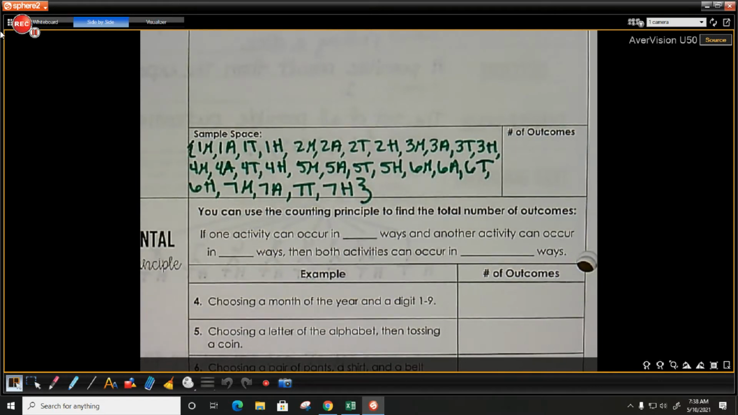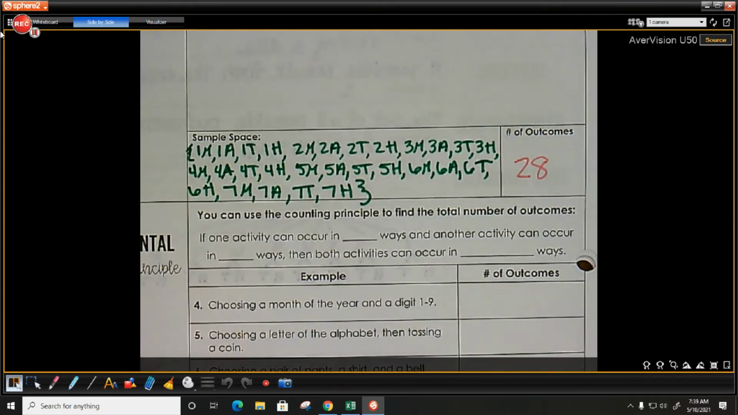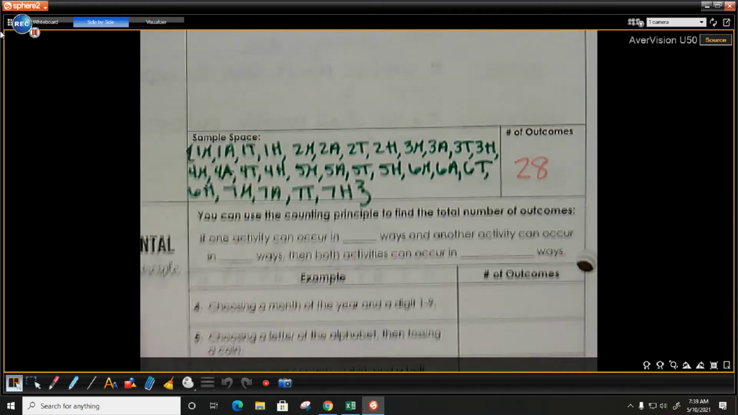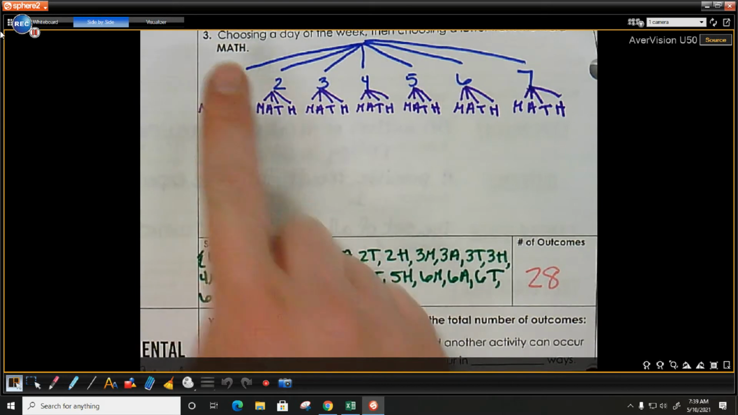What are my possible number of outcomes? 28. Is anyone catching on to a pattern? Yeah. What's our pattern? Multiply. You multiply the number of outcomes for the first experiment, and then the number of outcomes for the second, and when you put them together, that's the total number of outcomes. 7 days of the week times 4 letters in math give you 7 times 4, which is 28.